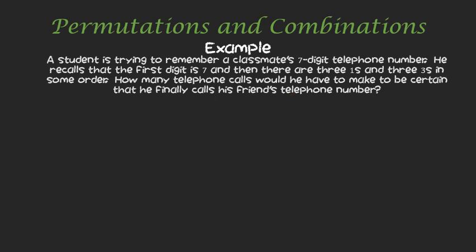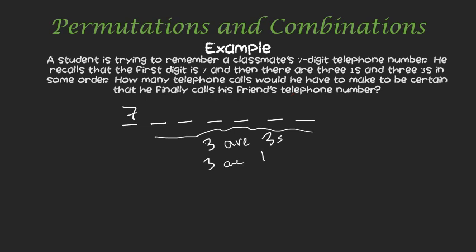And so let's start setting this up. So we have a 7-digit number, 1, 2, 3, 4, 5, 6, 7, and we know the first digit is a 7. My bad, I think I said 1 earlier. The first digit is a 7. And then there are 3 1s and 3 3s in these last 6 digits.